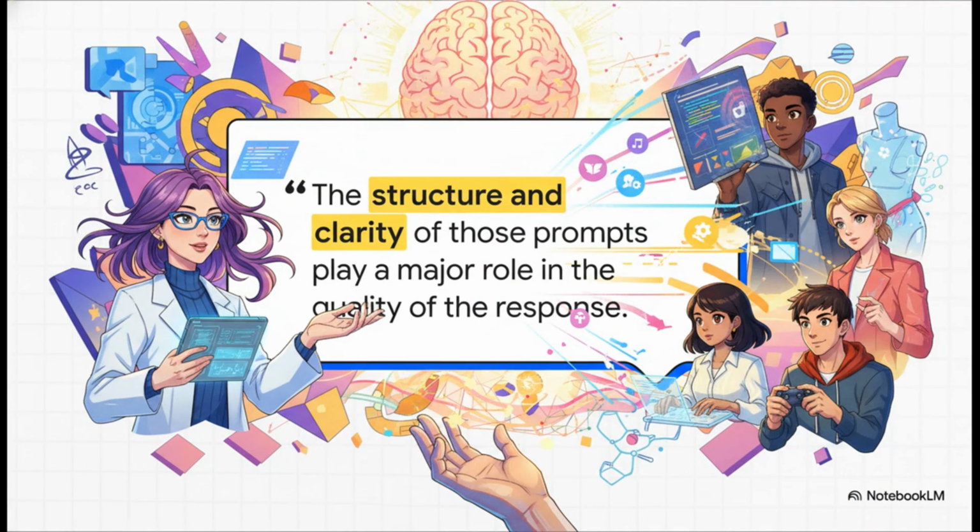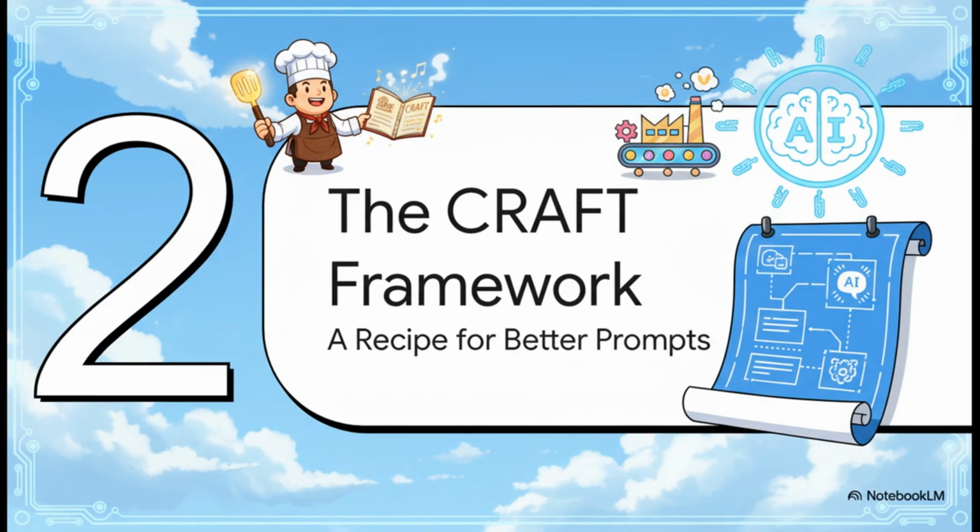And this is what it all boils down to, as our source material from CodeWave puts it so well. The structure and clarity of those prompts play a major role in the quality of the response. It really is that simple. If you give the AI better instructions, you are going to get better results every single time. So how do we actually build these better instructions?